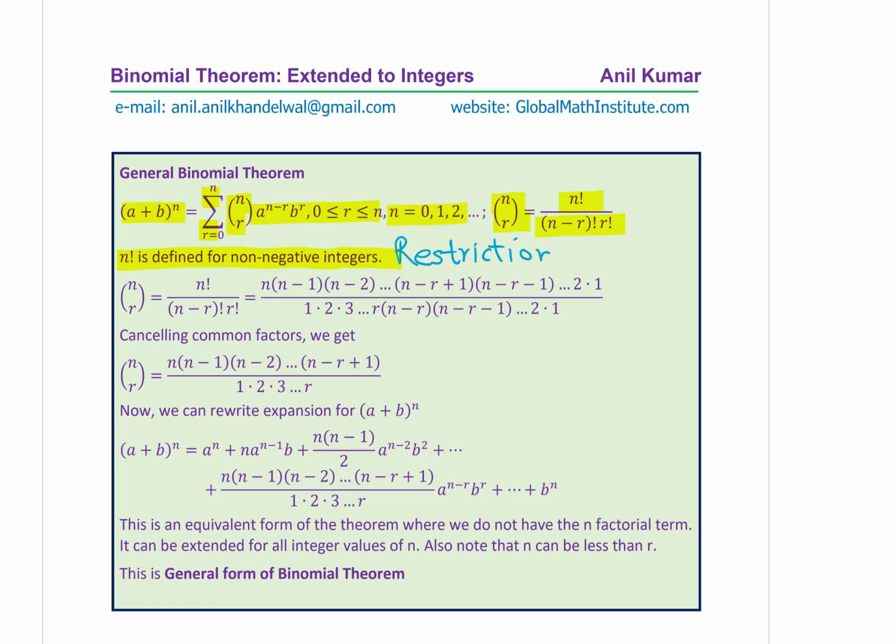So the idea is to avoid n factorial. How are we going to do it? So basically, we need to look into this particular factor, which is nCr itself. So let's work on nCr.